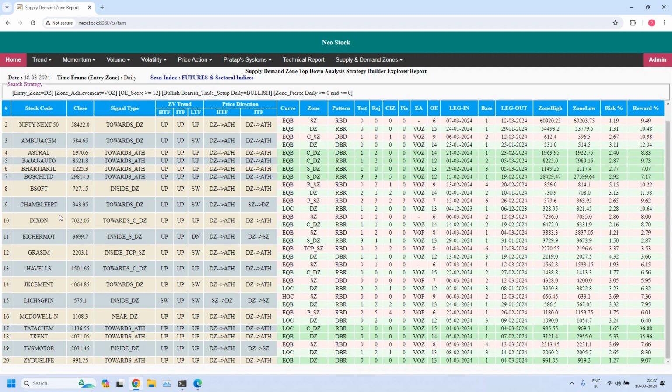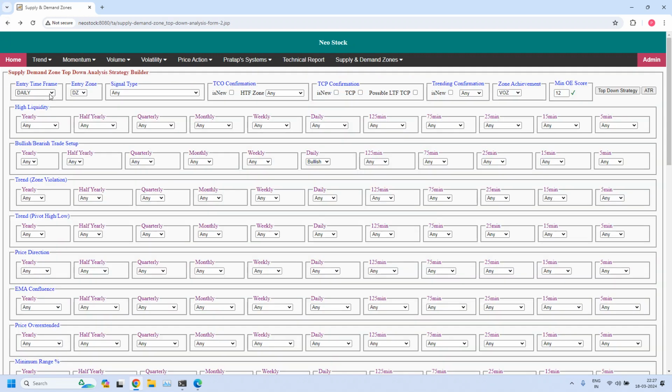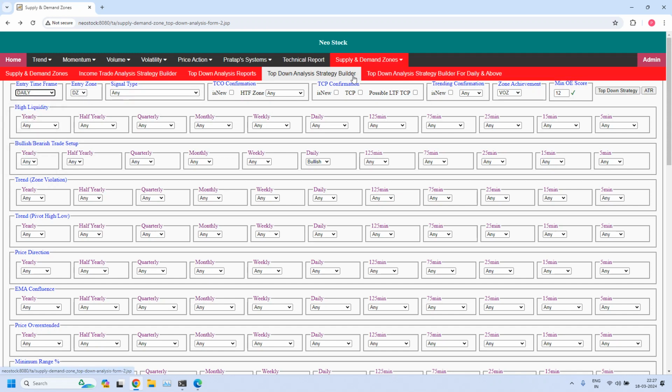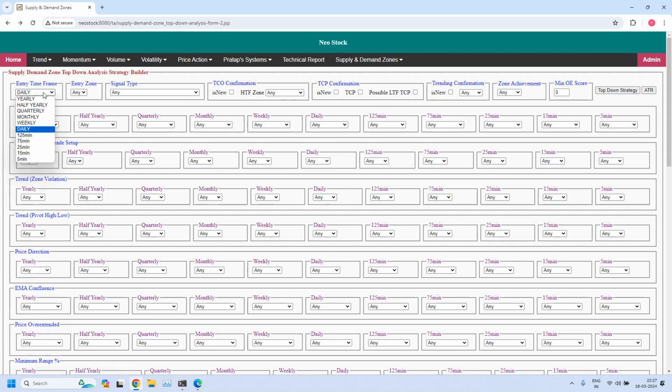So these are all the bullish trade setup stocks. Now let's go back. Let us look for bearish trade setup in daily time frame. Entry time frame is daily. This is bearish trade setup for monthly income trade. Entry zone should be supply zone.